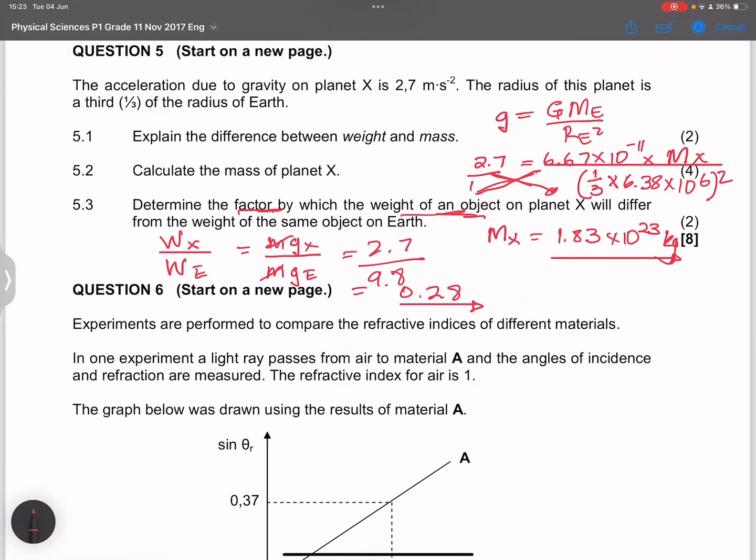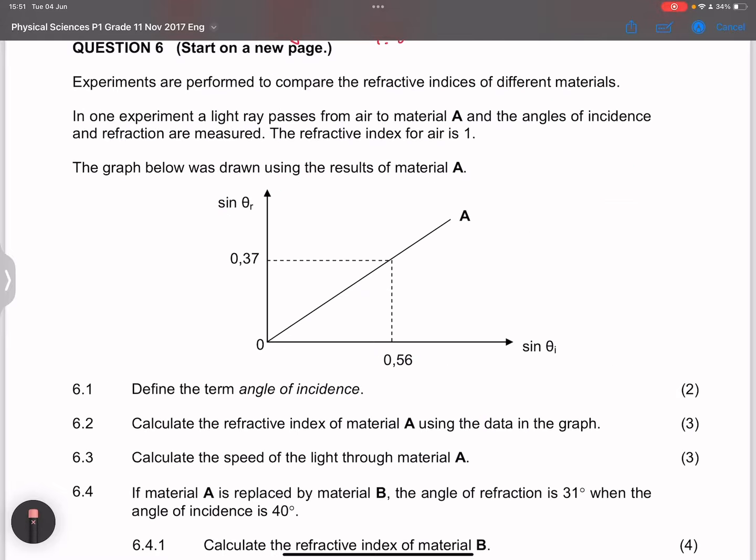Let's go on to question 6 now. And now we go on to question 6. They say the experiments are performed to compare the refractive indices of different material. They say in one of the experiments, a light ray passes from air to material A, and the angle of incidence and refraction are measured. Right, they say the refractive index of air is 1. Right, so firstly, they give us this graph. They say the graph below was drawn using the results of material A.